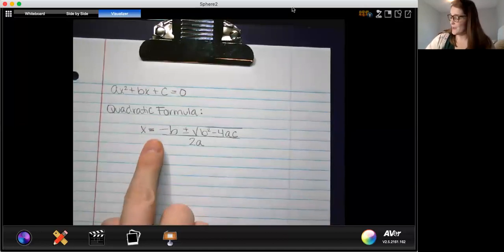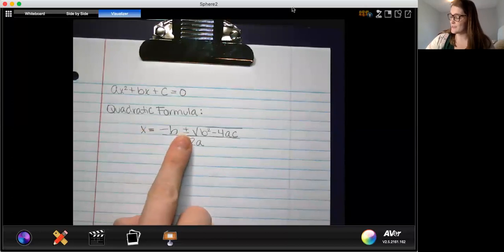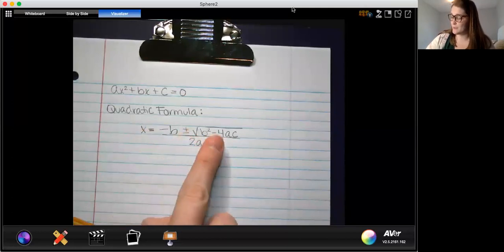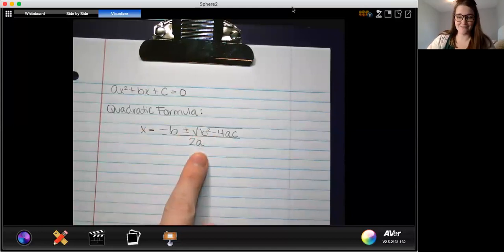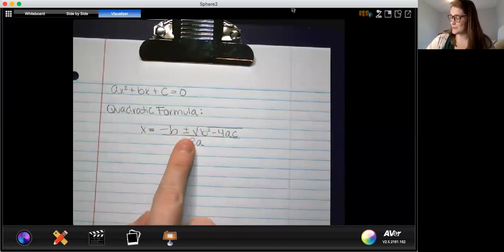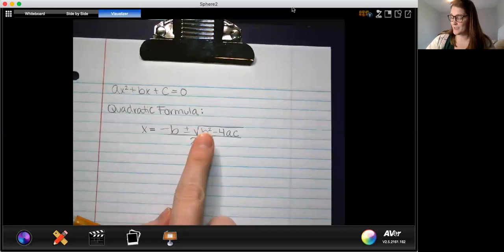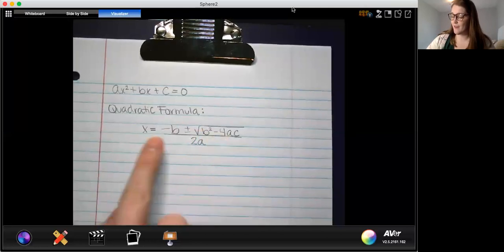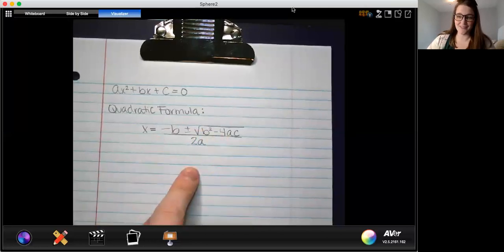X equals the opposite of B plus or minus the square root of B squared minus 4AC all over 2A. I'll do it again. X equals the opposite of B plus or minus the square root of B squared minus 4AC all over 2A.